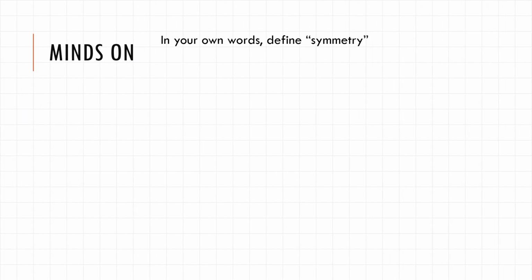To start off, I want you to define the word symmetry in your own words. Although, if you've never encountered this word before, you're certainly free to look it up. Well, if I had to define symmetry in my words, let's compare your definition to mine. I would say it's the idea that half an image is a mirror image of the other half, almost like a mirror of the other half.